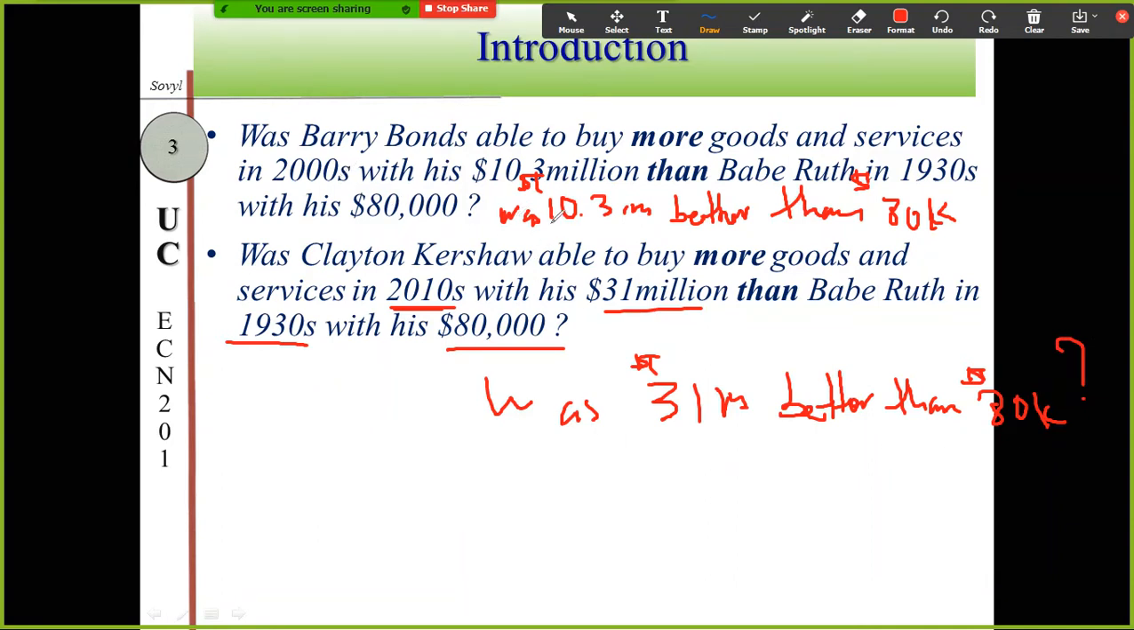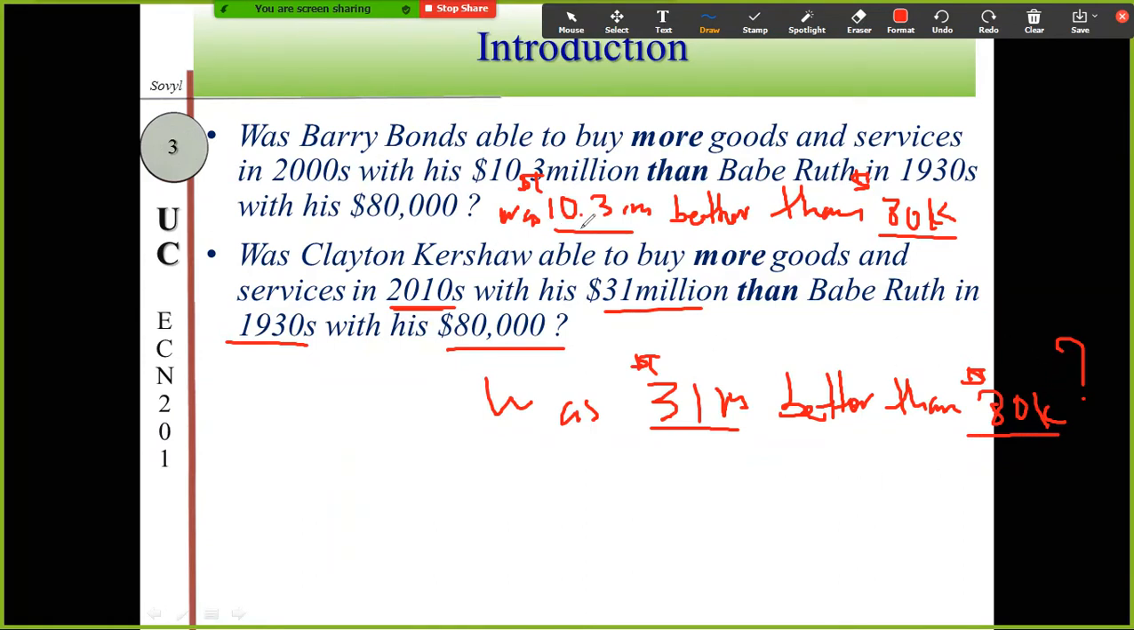The first question was: is $10.3 million better than $80,000? Of course, if you base it on the amount of money, sure, $10 million is 100% greater than $80,000. $31 million, sure, is more than $80,000. This is if we base it on the amount of money.